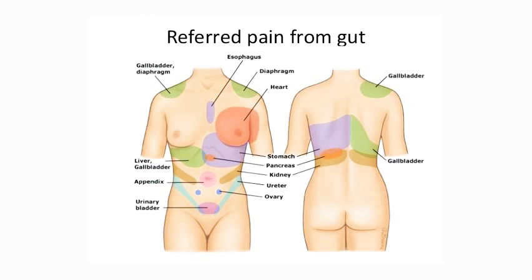Now the last applied aspect: referred pain from various organs present in the gut. First of all, what is referred pain? I will give you an example. So this is the gallbladder. If there is any pathology regarding the gallbladder, we expect that the pain will be present here only. But in any gallbladder pathology, usually the pain, apart from being here, is also felt at this level. This is what we call referred pain.